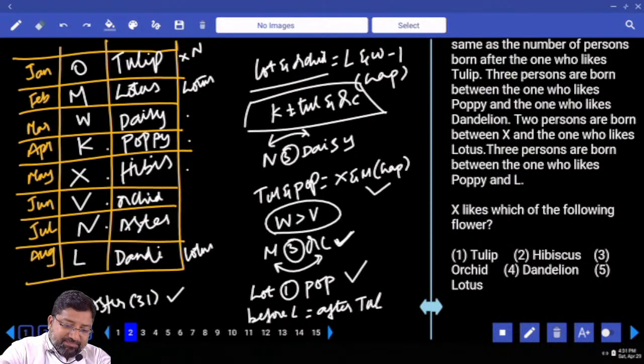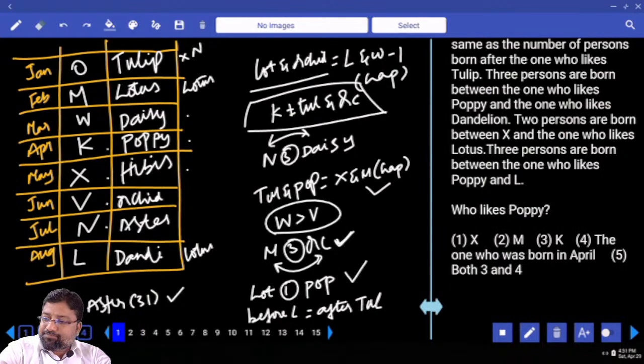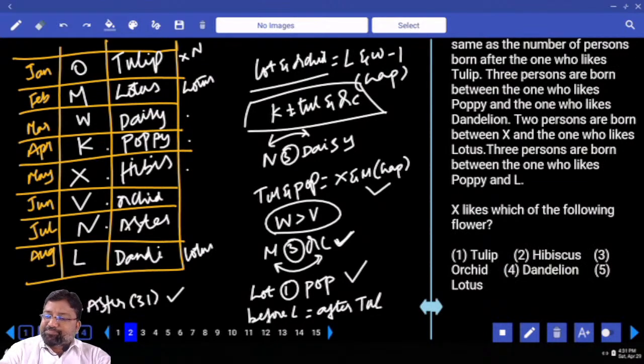Haven't you done the first question? Who likes poppy? Poppy is liked by X, and there is also which option? The one who is born in April. So what's your answer? Both 3 and 4. Okay, next.